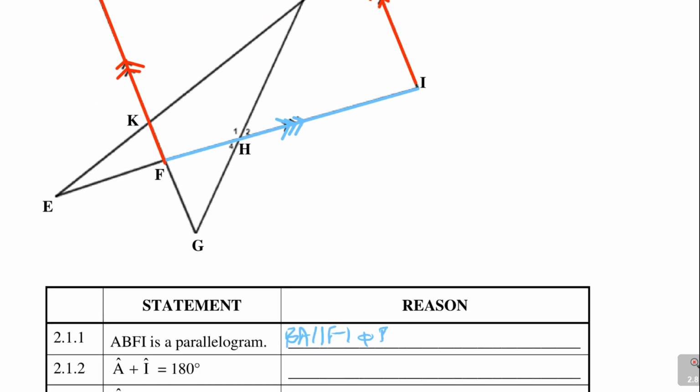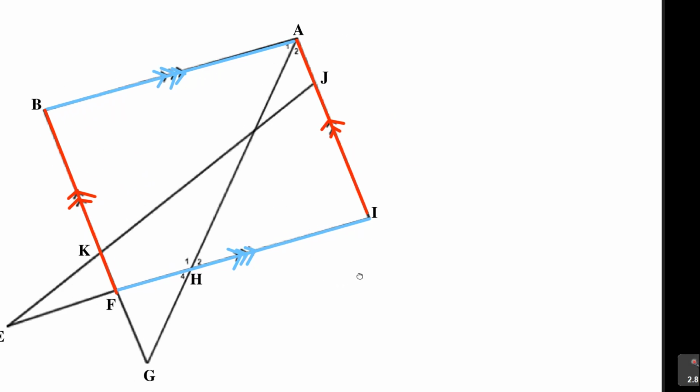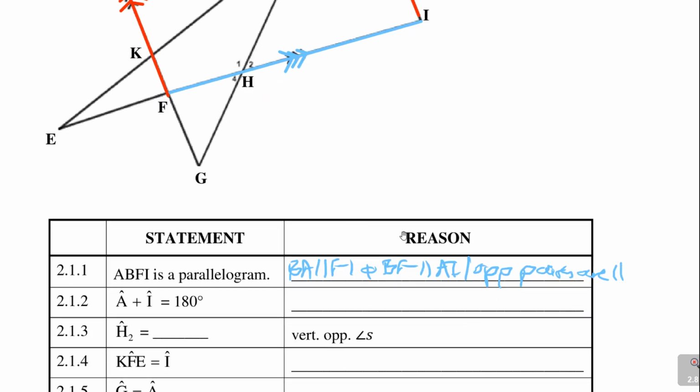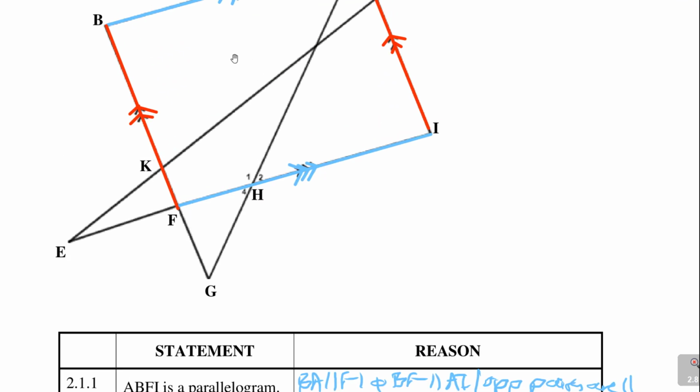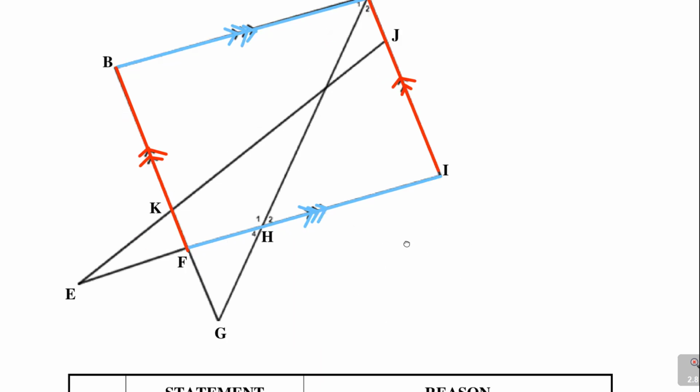Or you can say opposite pairs are parallel. Opposite pairs are what? Are parallel. That's what you can say. You can state it, or you can just tell us to say the opposite sides. Opposite sides are what? Are parallel. Alright, the opposite sides, but there is the pairing I want. The opposite pairs. By saying pairs, you're saying AB and IF and BF and AI. The opposite pairs are parallel.